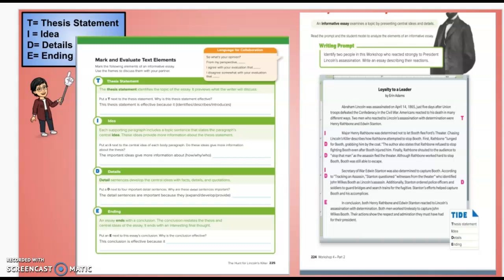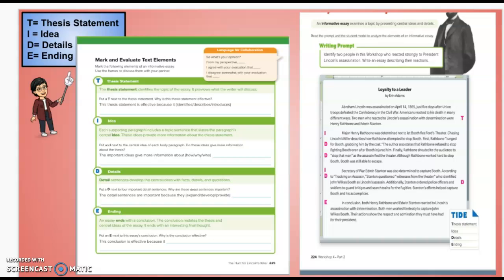Now the 3rd part is details. Now detail sentences develop the central ideas with facts, details, and quotations from the text that it's taken from. So I want you to look back on page 224, and each of these paragraphs has at least 2 details that follow the central idea. So I want you to find the word first. Now that's an indicator that they're going to introduce a detail. So right for that sentence, first Rathbone lunged for Booth, grabbing him by the coat. I want you to put the letter D next to that sentence.